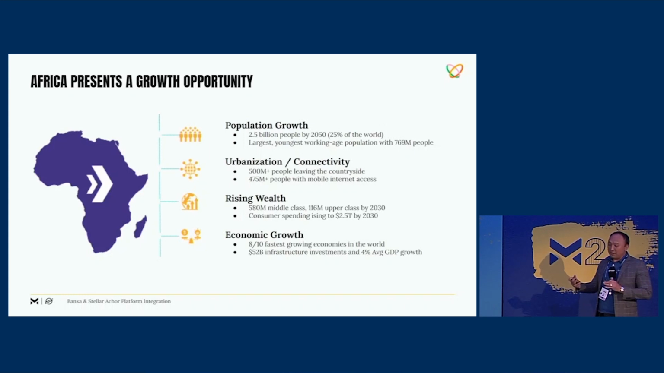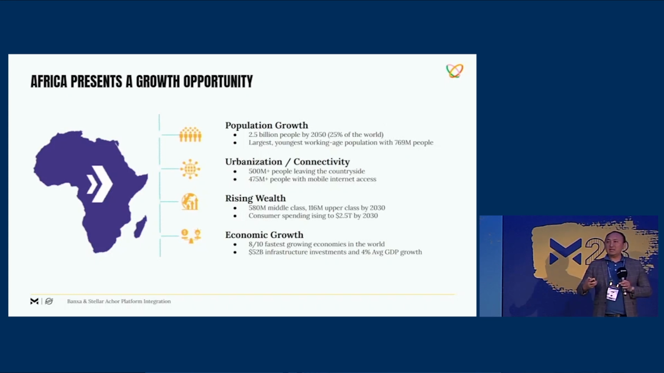In terms of economic growth, 8 of the 10 fastest growing markets are in Africa right now. So a lot of people are starting to look at how they can do business. Now, you can't do business if you can't transact. If you can't collect money, if you can't send money, if you can't move money, you can't do any business. So that's really the core of what Flutterwave is doing.